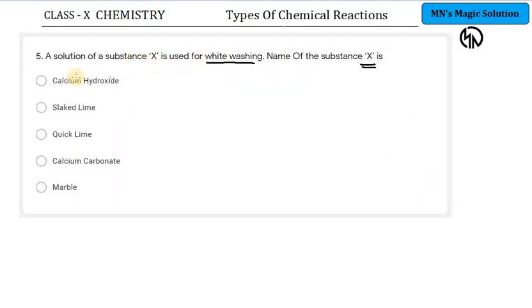So what is our question? The solution of a substance X used for whitewashing. So calcium oxide is the answer for this one. Calcium oxide is quick lime, so if you mark quick lime correctly, you will get 1 point for this question. I guess you are aware of this part: calcium hydroxide is otherwise called slaked lime, and calcium carbonate is otherwise called marble. And here quick lime is calcium oxide, so I mark quick lime. I get 1 point for this.